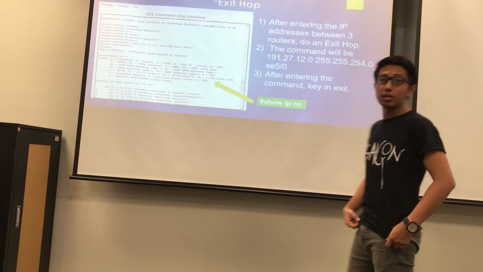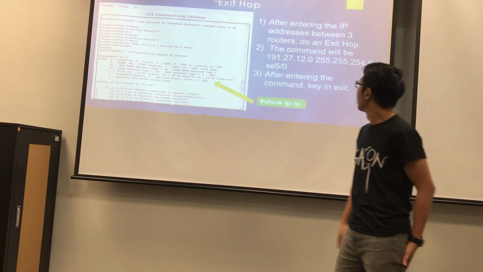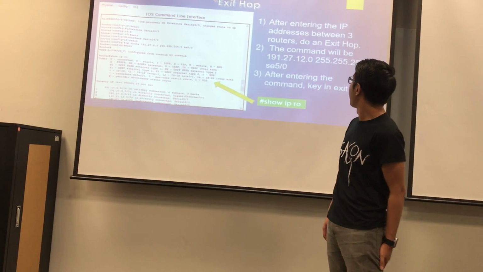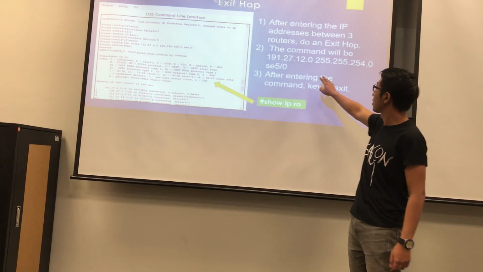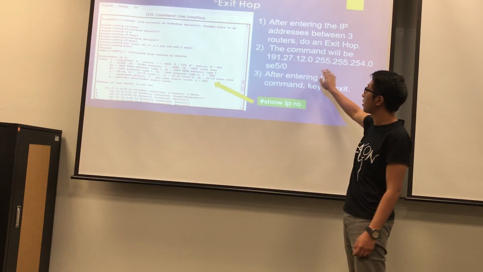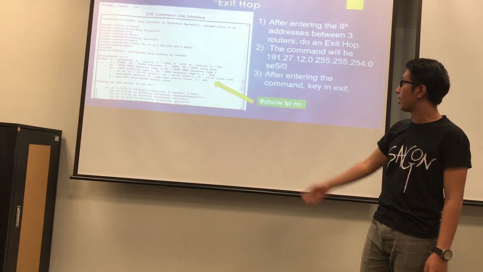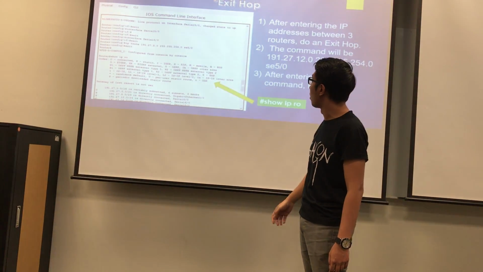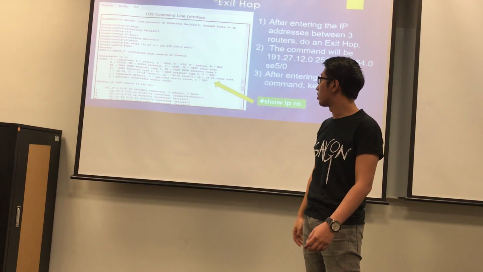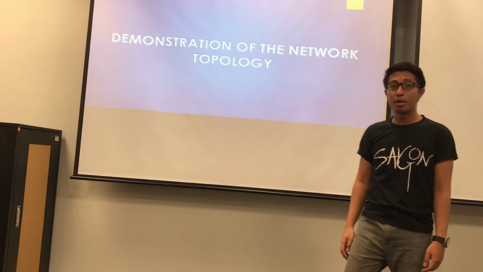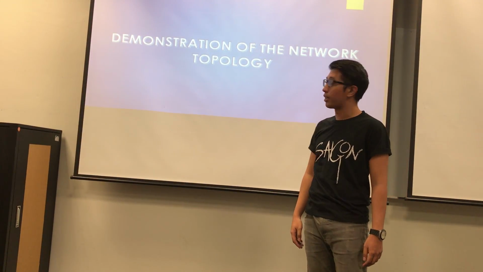So our last protocol is exit hop. After entering the IP addresses between three routers, do an exit hop. The command will be the subnet address, the subnet mask, and also the serial port. After entering the command, key in exit. And here is an example of an exit hop from Singapore router to Malaysia router. So right now I'll pass it over to Desmond to demonstrate our network topology.